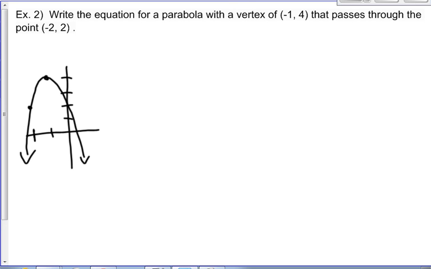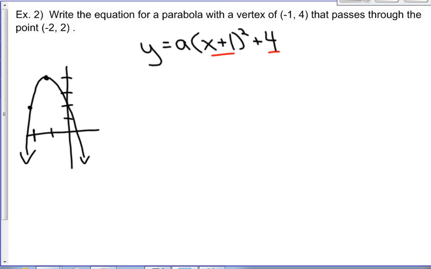Okay, so it looks like this, apparently. If I were going to write its equation, I don't know what the a value is, but I know that it will take this form. I also know that a is negative. A vertex of negative 1, 4 means that I'm going to see an x plus 1, and I'm going to see a plus 4 at the end.